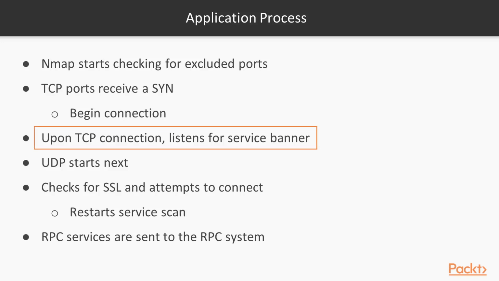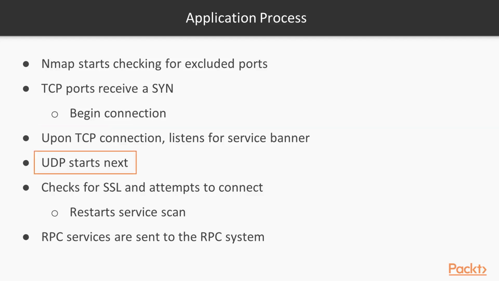So some of these services, such as Telnet and FTP and SMTP, a lot of the older services, provide a plain text service banner to provide information about what the application is that's running. Very, very convenient for a scanner. All you have to do is connect and read the service banner, and then you're good to go. So that's the first thing it does.